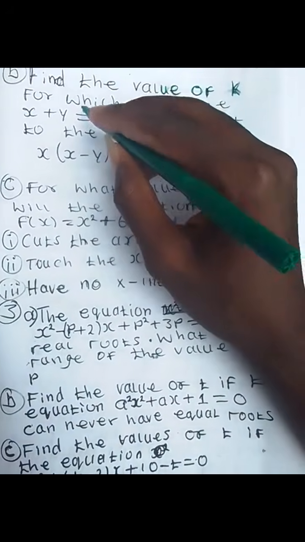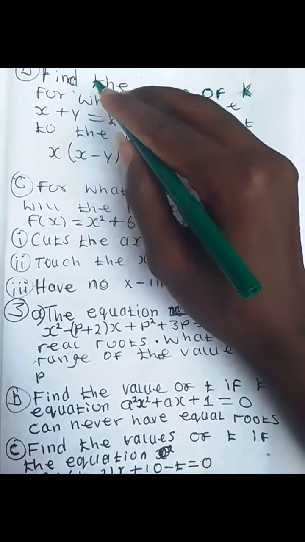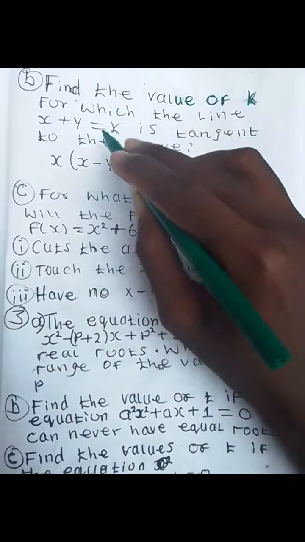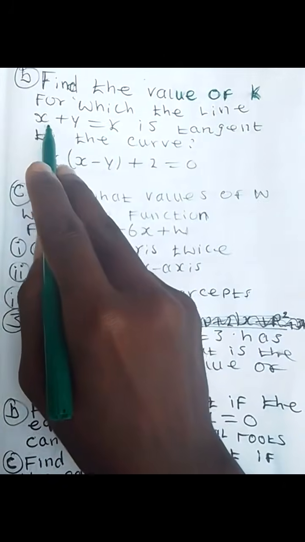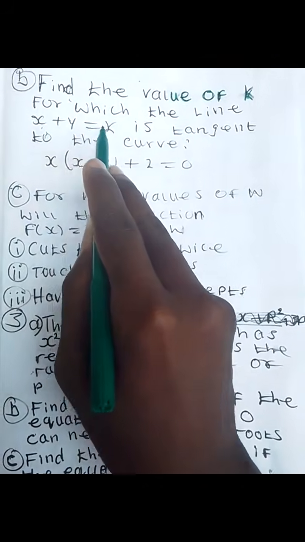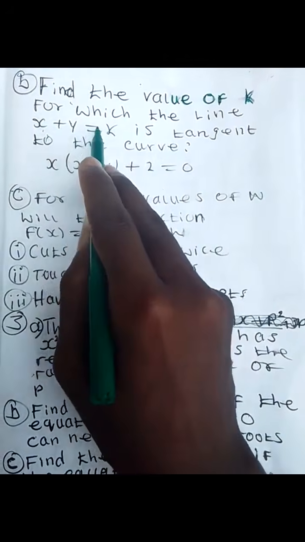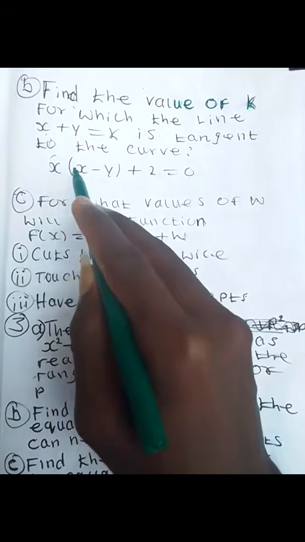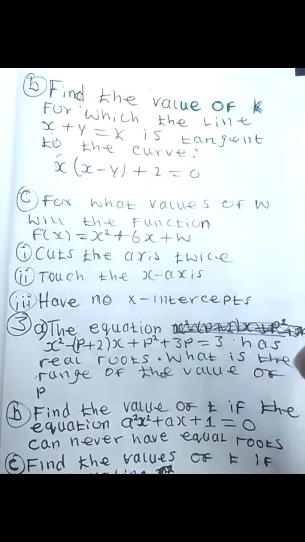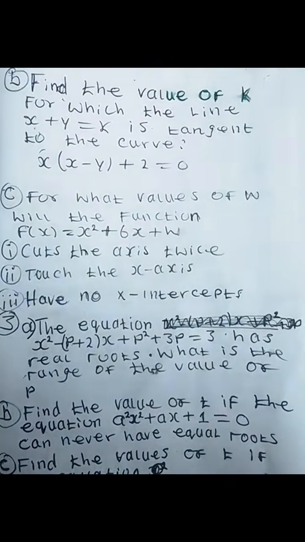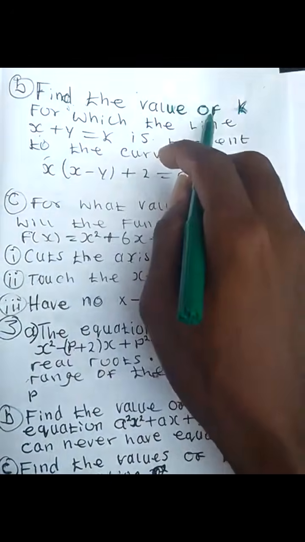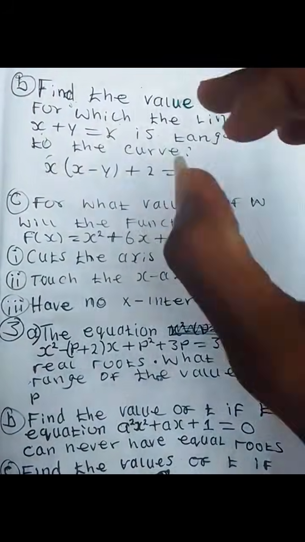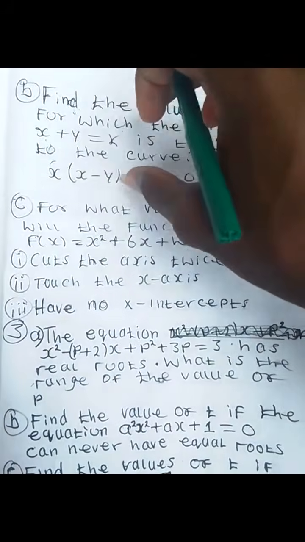Alright, so let's solve this question. This is question 2b. They're saying find the value of k for which the line given by this equation, the equation of a linear line, is tangent to the curve of this equation. Let me sketch this equation for you, but before I do that, let me read it again. Find the value of k for which this line is tangent to the curve. So here is how we can sketch this equation for us to easily solve it.